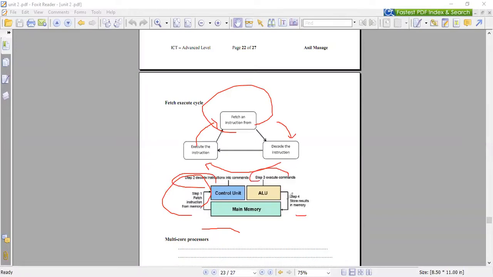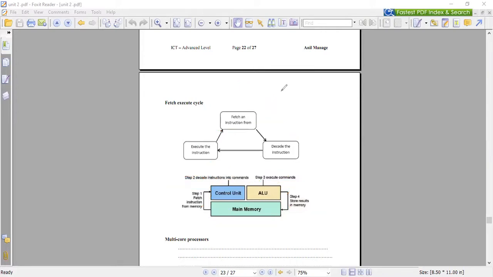Then fourth step, store result in memory. Sometimes after executing, you want to keep that information in your computer, in the memory. So that can also happen in this cycle. Here, the decoding part is done by the control unit. The executing part is done by the ALU, arithmetic and logic unit. Fetching the instruction and storing both happen inside the main memory.